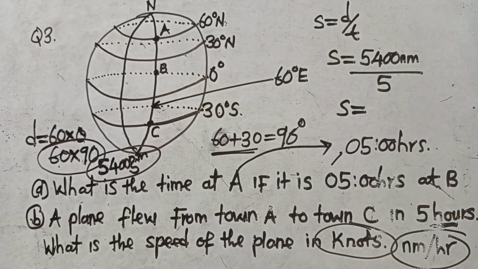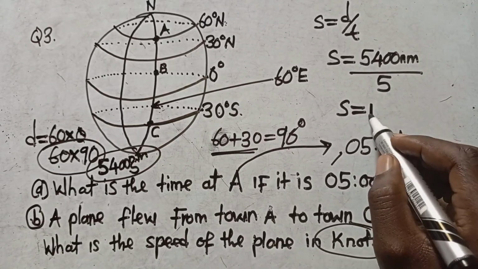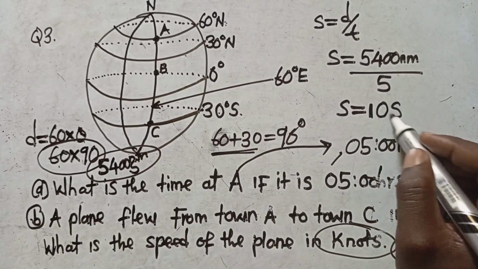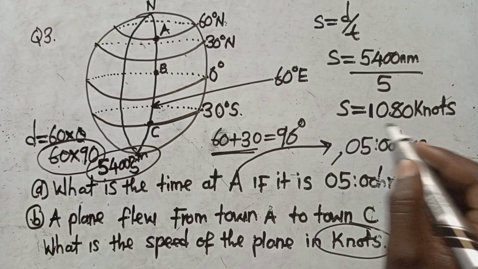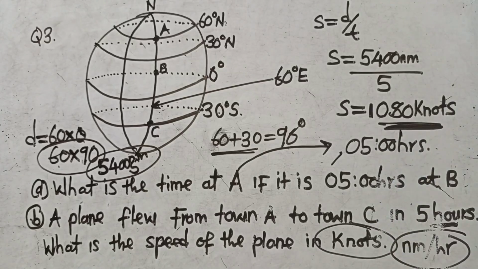So meaning that speed is now equal to the same answer that we had found at first, then we just divide it by 5. Then what answer are we getting? You can confirm with me. I'm getting 1080. Then I just say knots. So this is the answer that I'm getting. I guess we are moving together. You are able to see all these things that I'm putting down here.